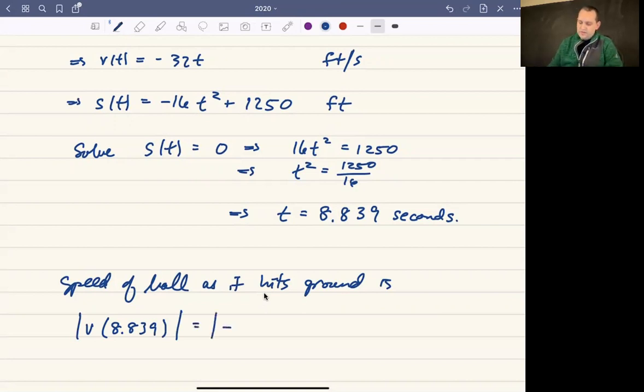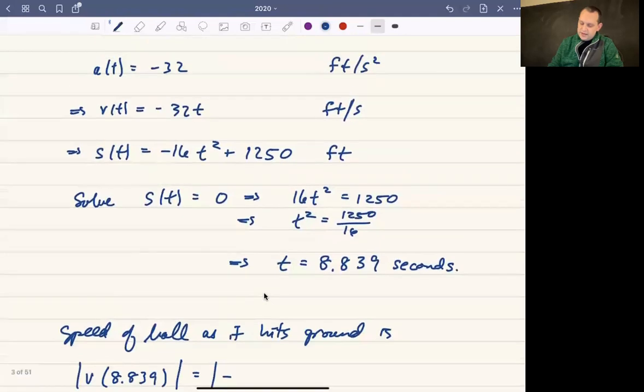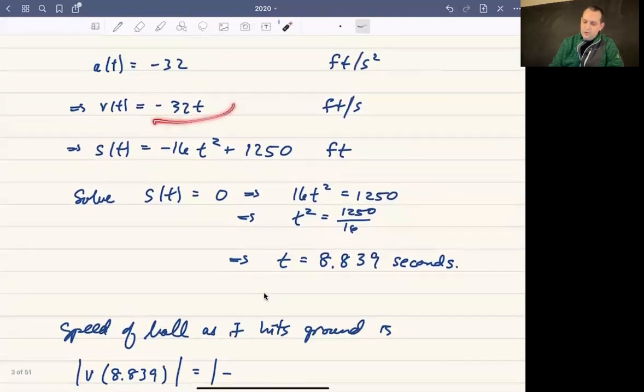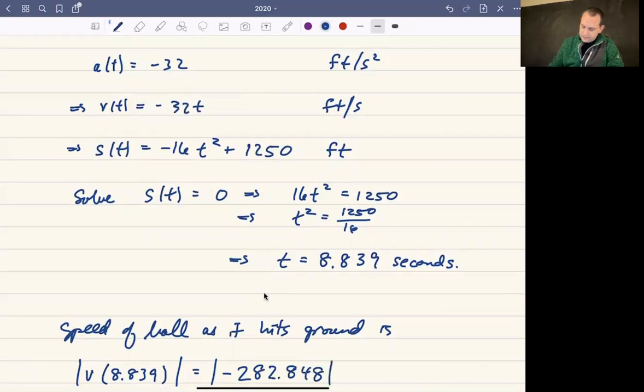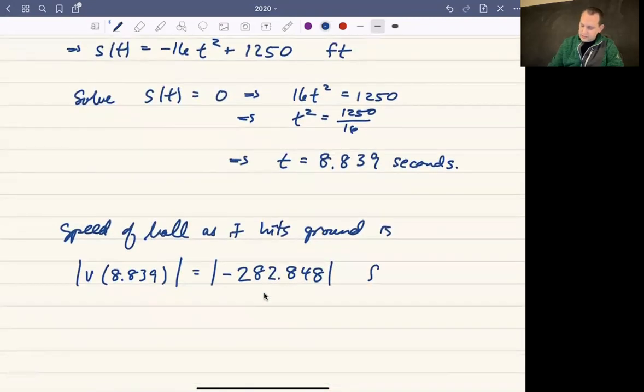And so v of 8.839, if we take 8.839 and plug it in here, what we end up with is 282.848. Okay, and the speed is also measured in feet per second. Okay, so this is 282.848 feet per second.